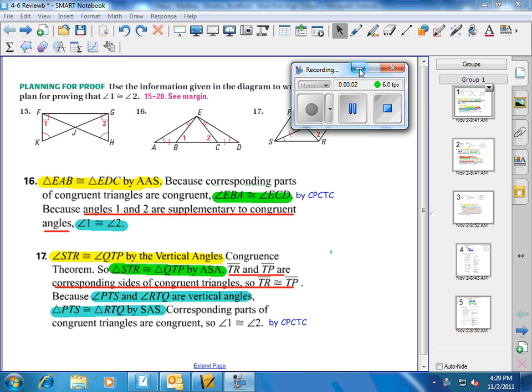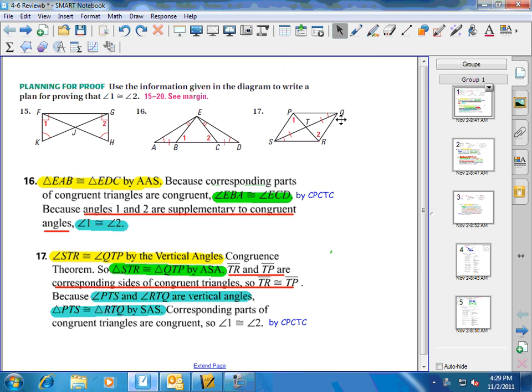Okay, let's see if we can make sense of assignment 6 together so that you can do it on your own come test time. So we'll start with number 16. Use the information given in the diagram to write a plan for proving that angle 1 is congruent to angle 2. Okay, so thinking ahead, how can we get to the place where we can show angle 1 and angle 2 are congruent?